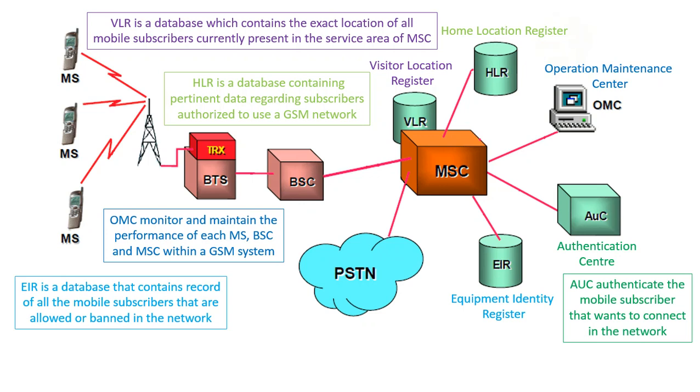EIR, Equipment Identity Register. EIR is a database that contain record of all the mobile subscribers that are allowed or banned in the network. If you are banned in the network, then you cannot enter inside the network and you cannot make the call.